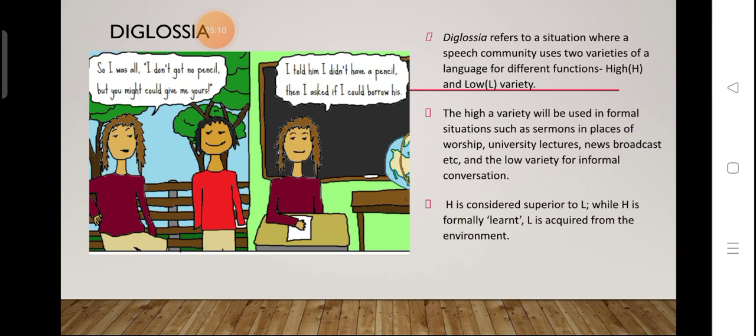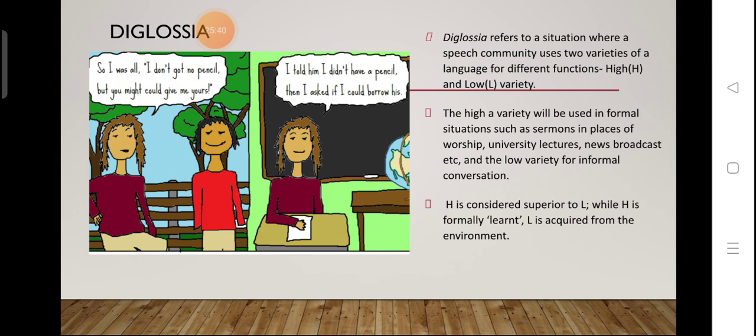Then after this comes another concept called diglossia. Diglossia actually refers to a situation where a speech community uses two different varieties of the same language. This is something that I discussed while talking about sociolinguistics. So we all know different varieties of a language. Even for a mother tongue Malayalam, there is a low variety, there is a high variety. And we know when to use this high variety, when to use this low variety.